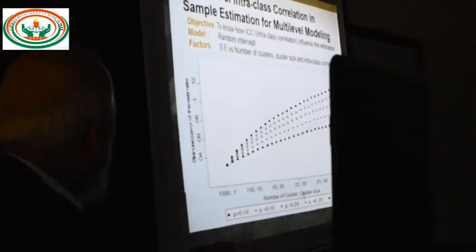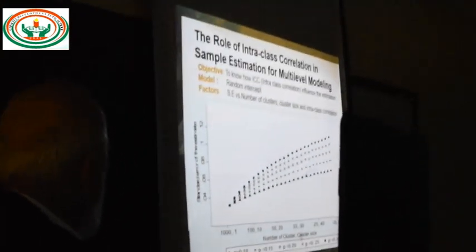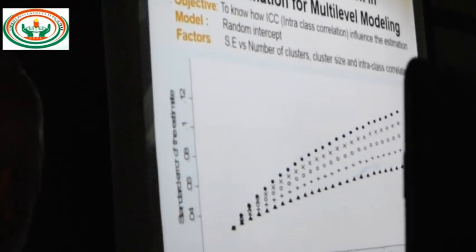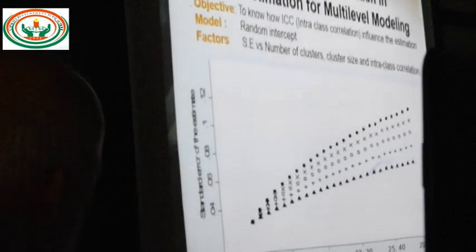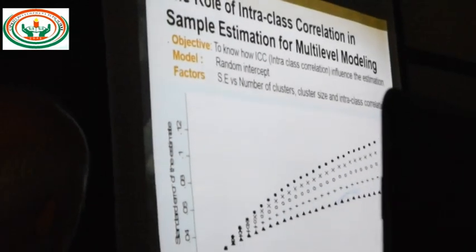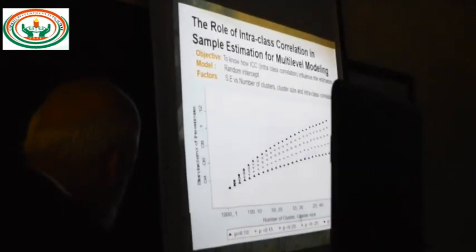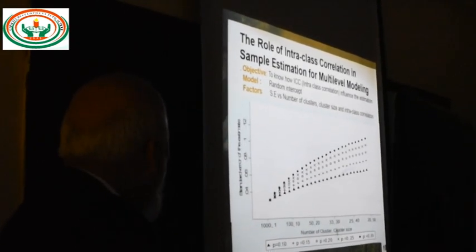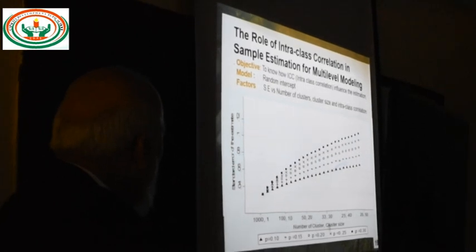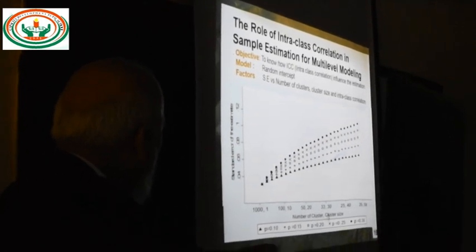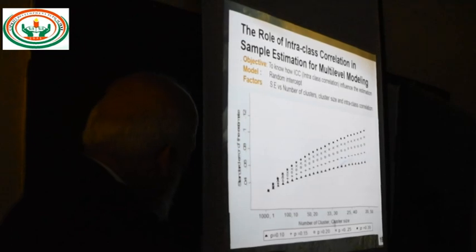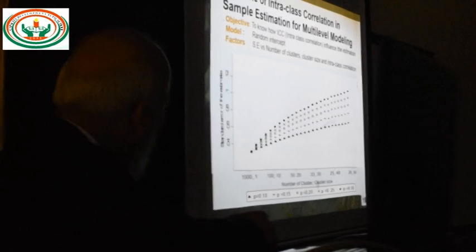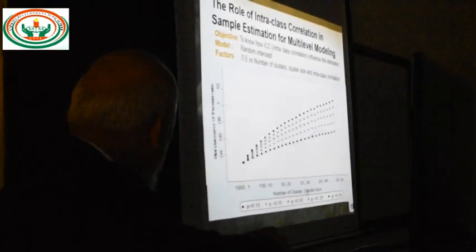Coming to the role of intra-class correlation in the sample size estimation of the multi-level model, we come up with this graphical display, which gives us the number of clusters and the cluster size. The total number of clusters is declining, and we can see that the standard error is climbing up with a reasonable slope. But the gap between consecutive lines is larger at first, and the gap is then declining. This is because of rho.